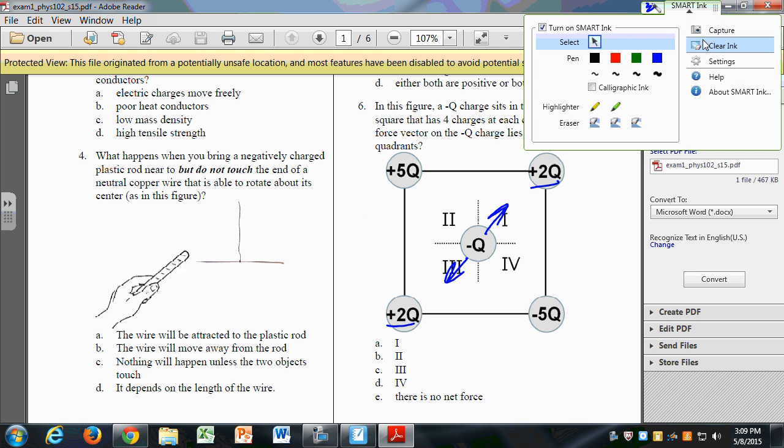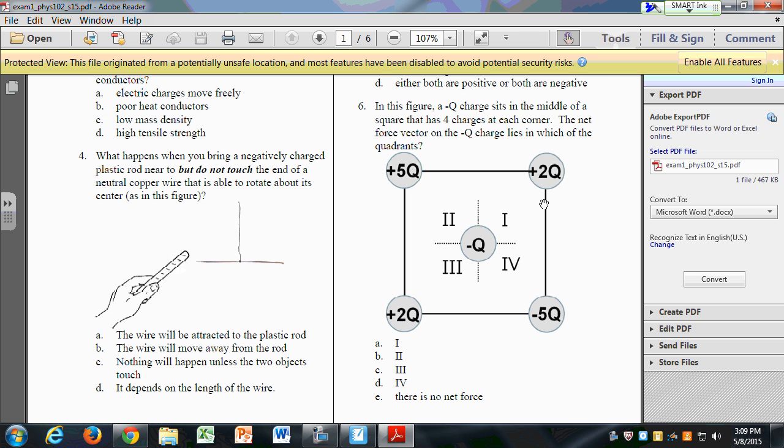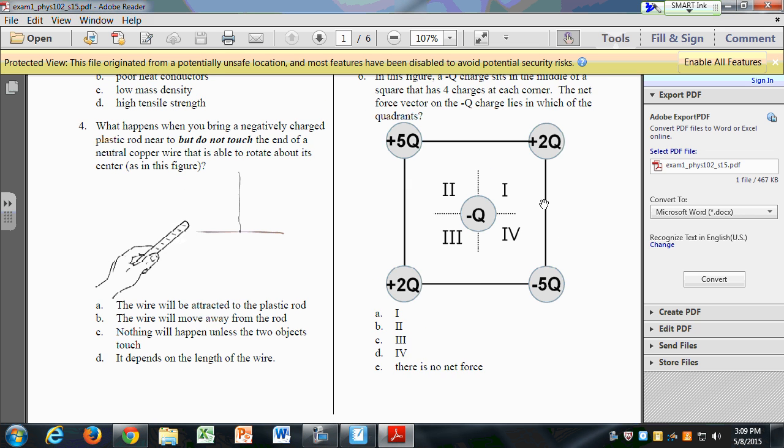Particular questions about this test? Brian? Can you do other variations of number 4, like if it did touch or if it's positive? Yeah, you could see stuff like that.